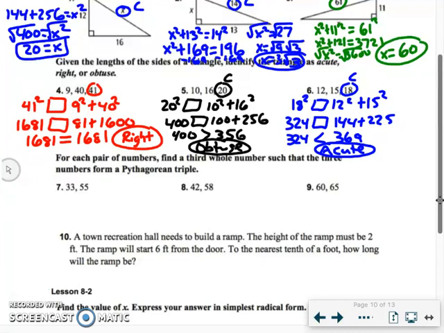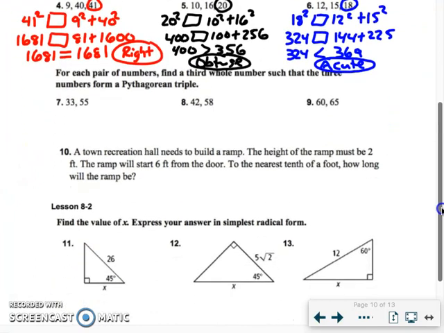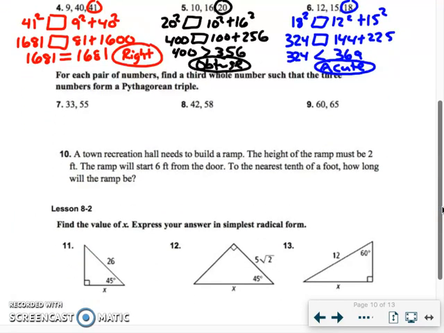Okay? Pythagorean triple problems. These ones are set up not in the most generous way for you, but what we're trying to say is, what's the number that goes with 33 and 55 that's not a decimal that makes a right triangle, so that a squared plus b squared does equal c squared.